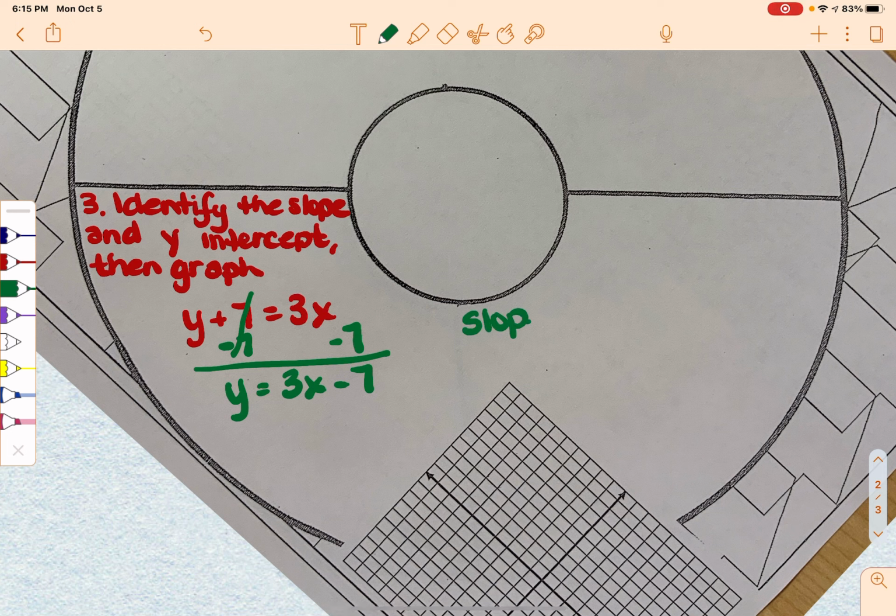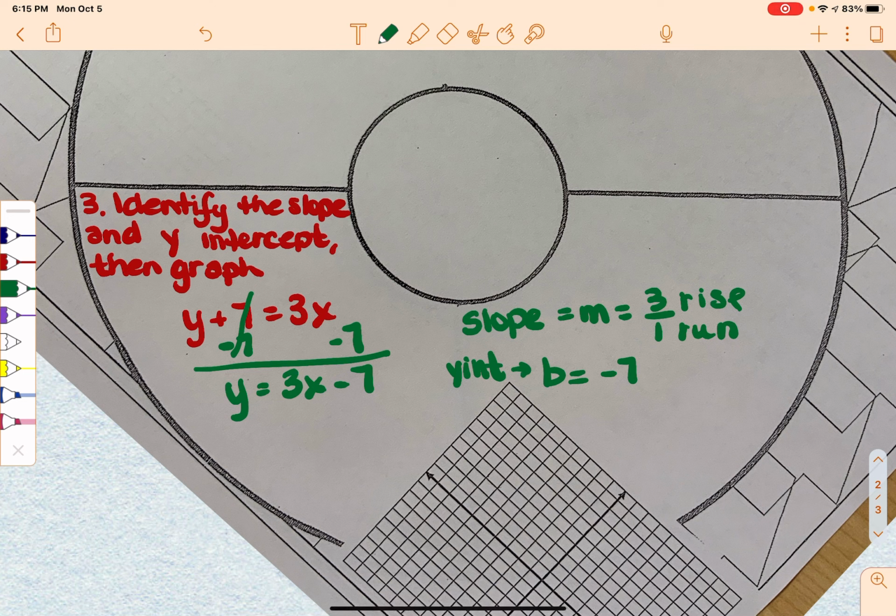Okay, so my slope is going to be 3, so I'm going to put it over 1. So there's your rise over run. My b value is -7 for my y-intercept. So the point's going to be 0, -7. Now remember, I'm going to start graphing with that point.